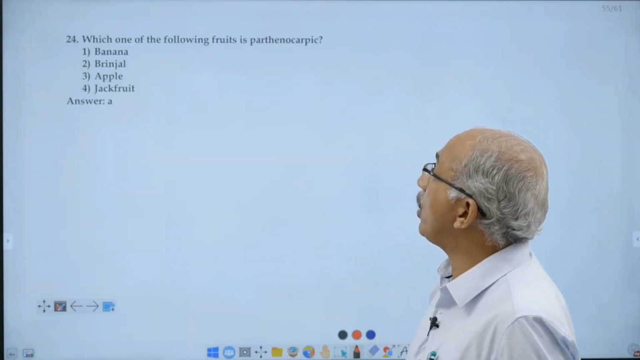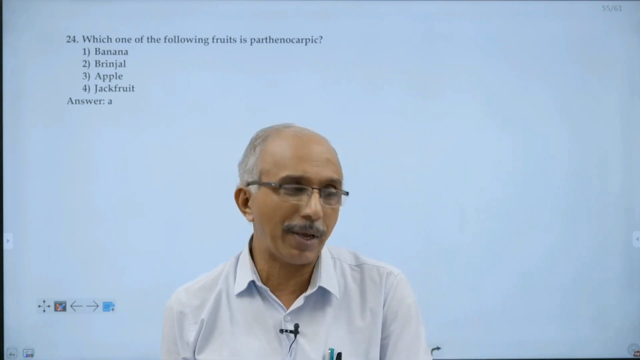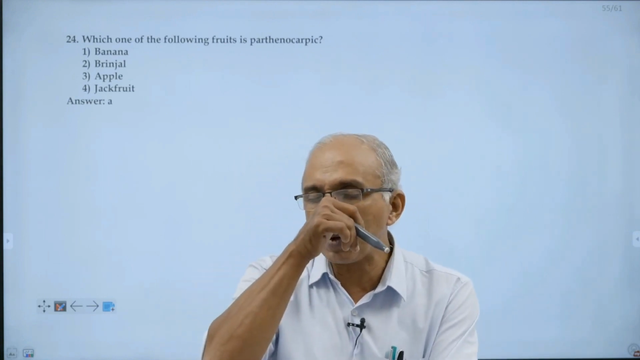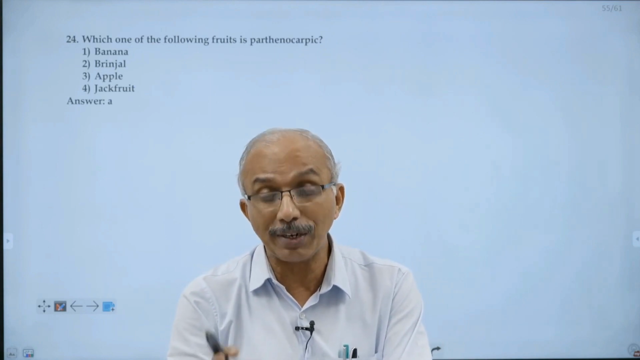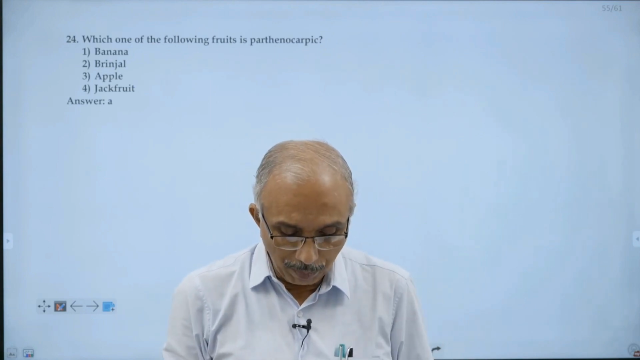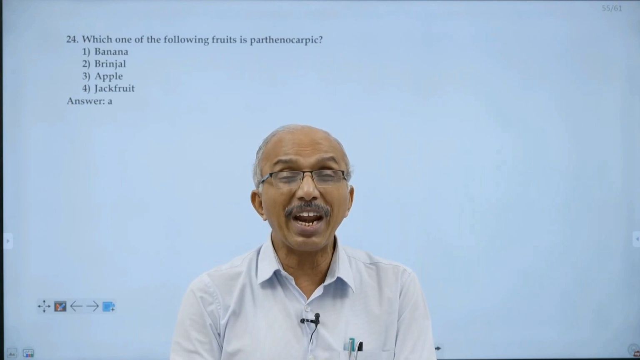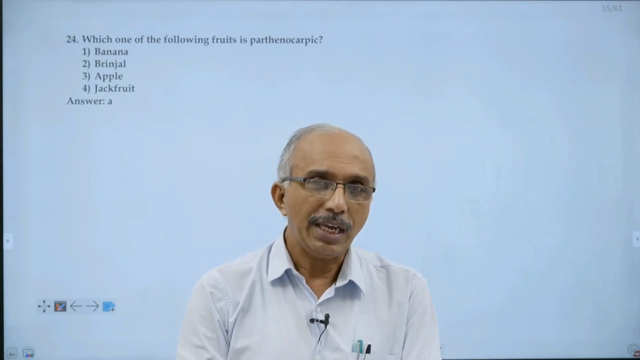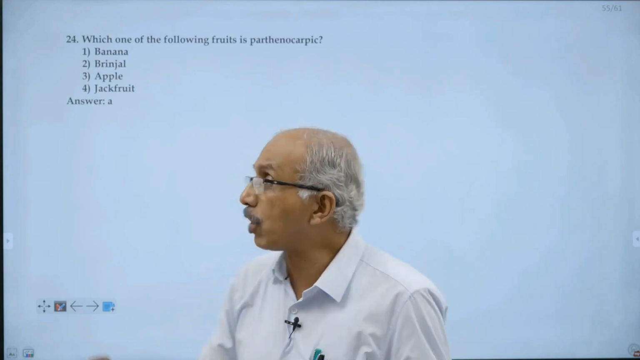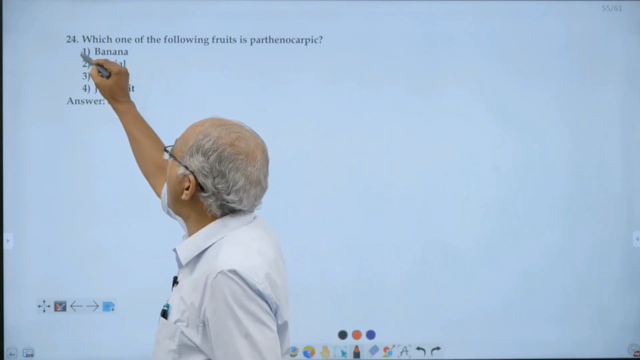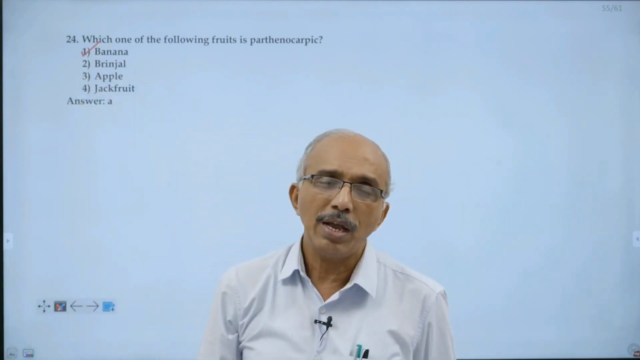Which of the following fruit is parthenocarpic? Parthenocarpic fruits are developed without pollination. Without pollination, the ovary develops into fruit. If there is no pollination and no fertilization, the result is a parthenocarpic fruit. Banana is a parthenocarpic fruit.